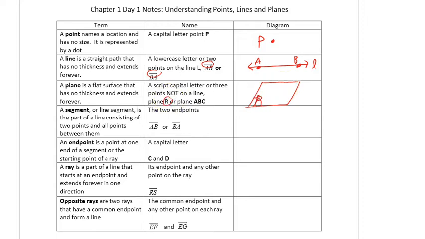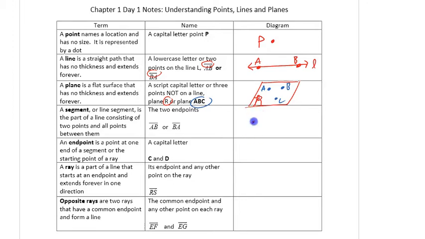Okay, or you're going to see 3 points that are not on a line. So you can't draw a line through those 3 points. Okay, either way is acceptable for the plane. You'll see both.